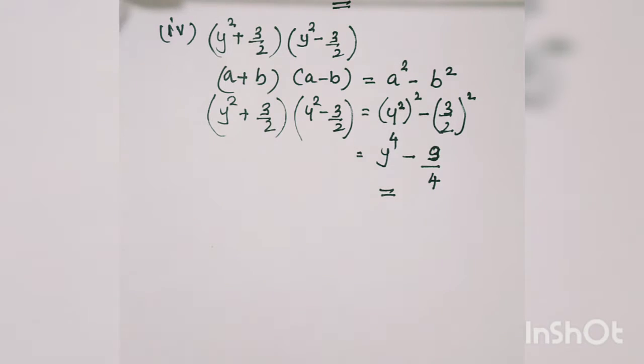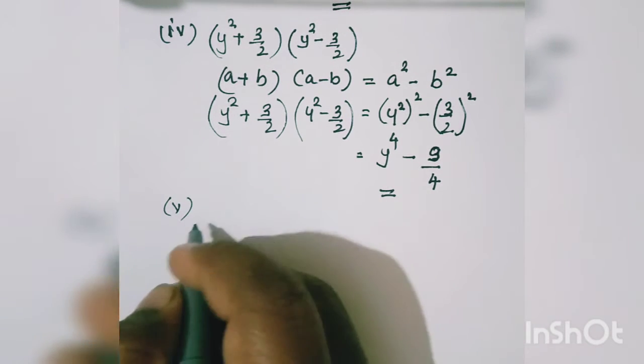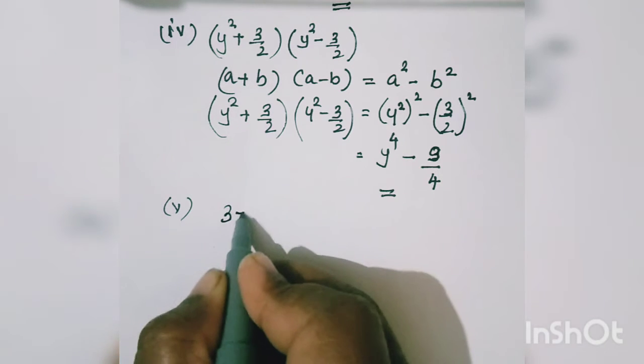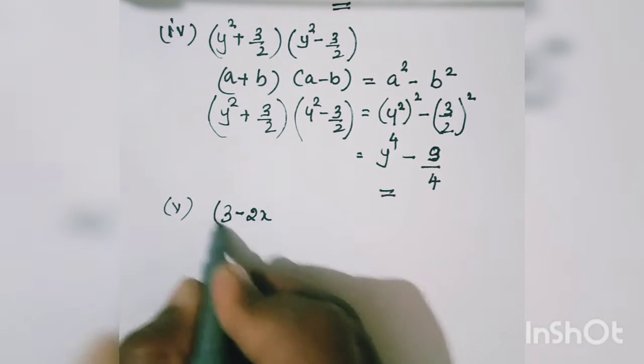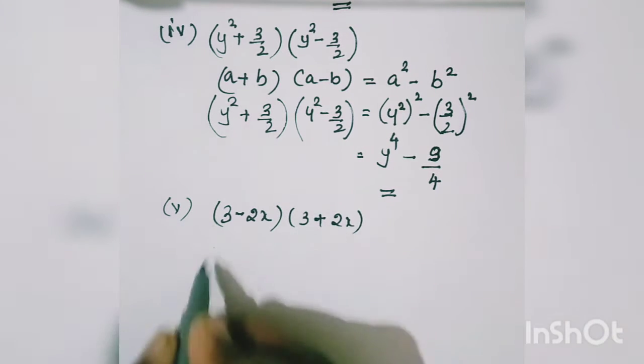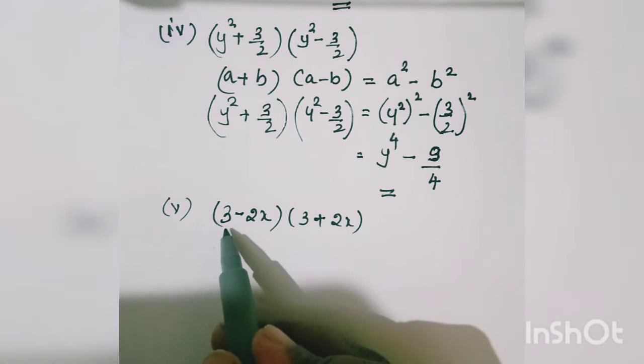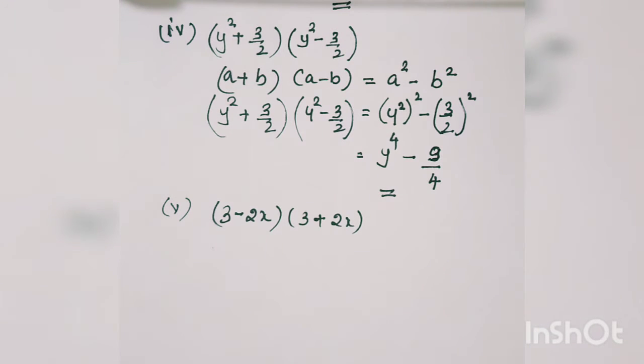Now next one, fifth one. Now we will see the fifth question. Fifth question is 3 minus 2x and 3 plus 2x. So now when you see, same, it is in the form of, how you have to check is you have to see the terms. Here it is same.